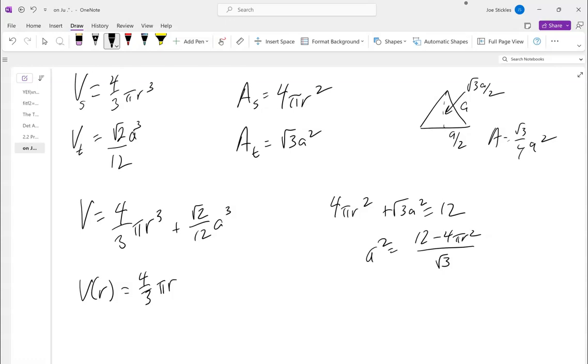Squared over root 3, and this should be to the 3/2 power. Now I need to find the maximum of that function, right? An absolute maximum problem, right? So remember back to Calc 1, how do you find absolute maximums? What do you do?